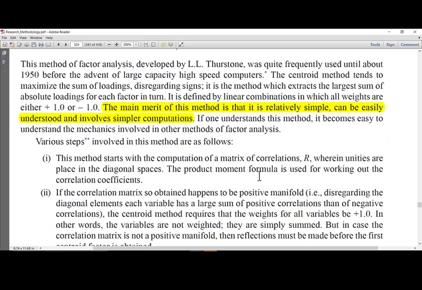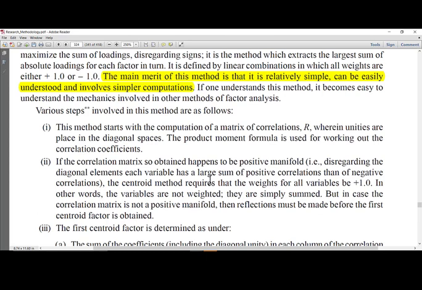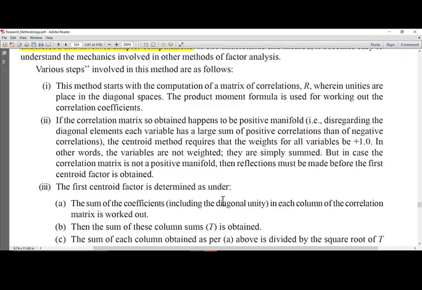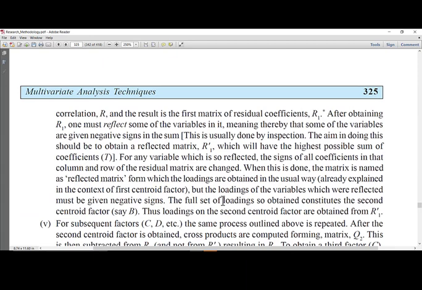Various steps are involved in the centroid method of factor analysis. This method starts with the computation of a matrix of correlations, wherein unities are placed in the diagonal spaces. Here the product moment formula is used for working out the correlation coefficients, but we can use any other method also for finding the correlation coefficients. You can go through these steps, but I will try to explain all these steps by means of an example.